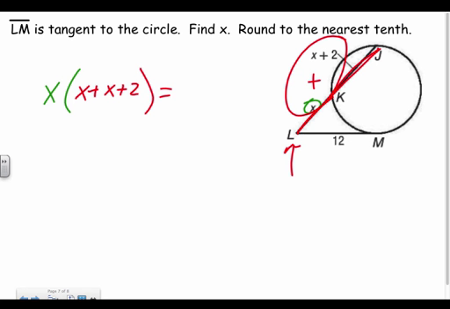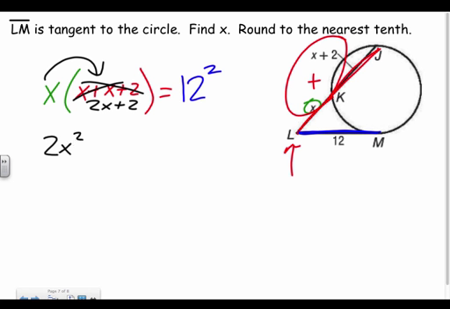We'll simplify that in just a second. And we're going to set that equal to, well, it's really outside piece times the whole, but it's just a tangent, so it's really just 12 times 12. So 12 times 12, or I could write that as 12 squared. And now we can go through and simplify. Let's add these two x's together, so we got 2x plus 2 instead. And let's distribute. So x times 2x is 2x squared, and x times 2 is 2x, equals 144.